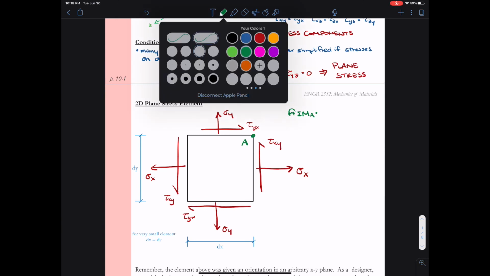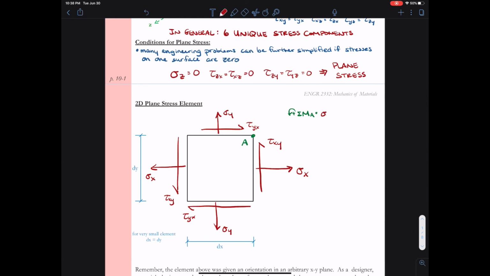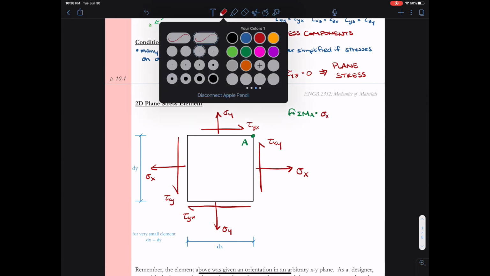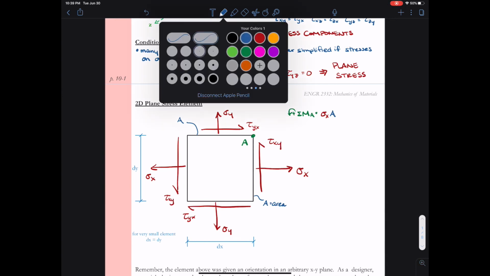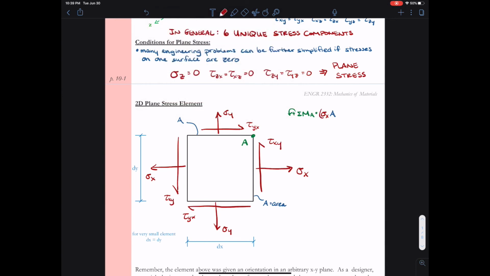Now I told you that tau yx has to equal tau xy from equilibrium. So I'm going to sum moments about point A that I've drawn on this square. Now remember, when we sum moments, we have to use forces, so I can't just use stresses times distances. Moments are forces times distances. So I have to first convert my stresses back to a force.